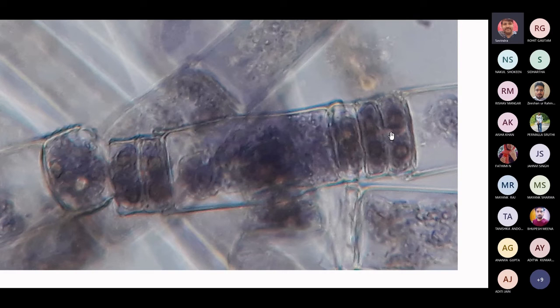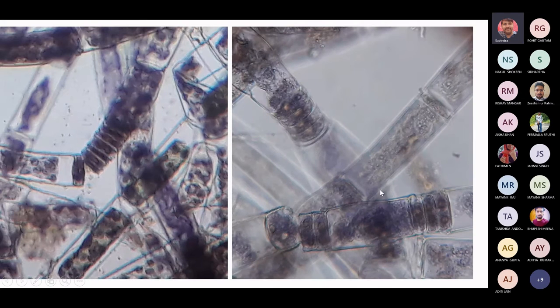ऐसा है या नहीं है? Yes, sir. It's because हमने अभी पढ़ा है कि they have reduced chloroplast, and reduced chloroplast means low amount of starch will be there compared to the rest of the cells.